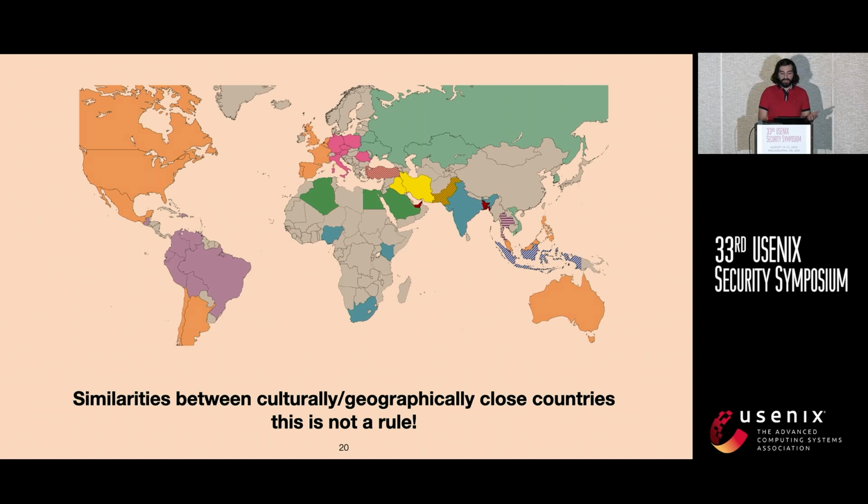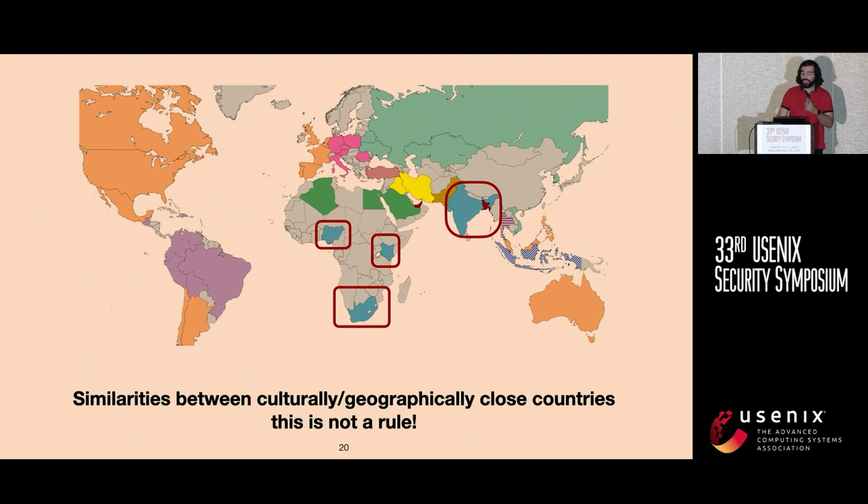But what you'll also find is there are weird clusters like this one, where India, South Africa, I think that's Kenya, and Nigeria, they exist in the same cluster. I can't really think of a reason why, and there are many more clusters like this one. So this is not a rule.